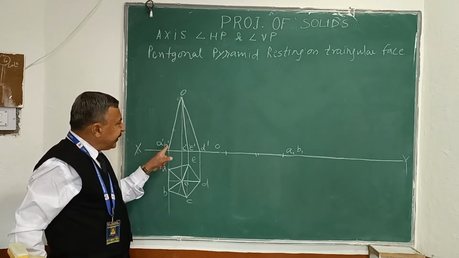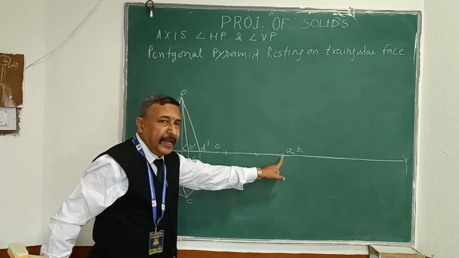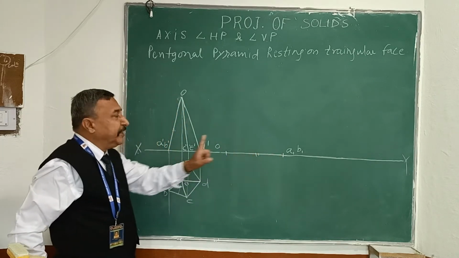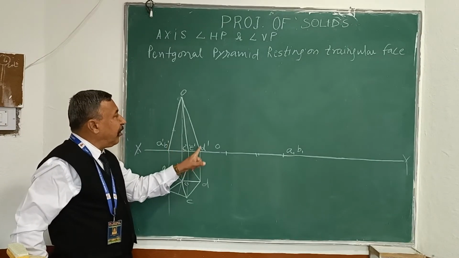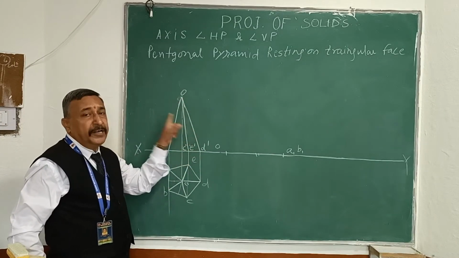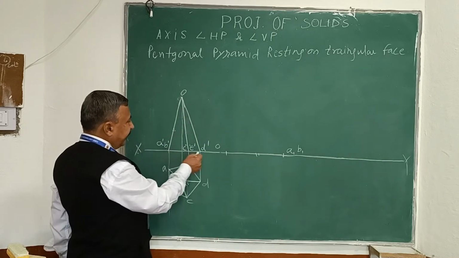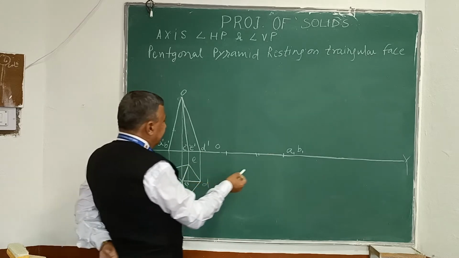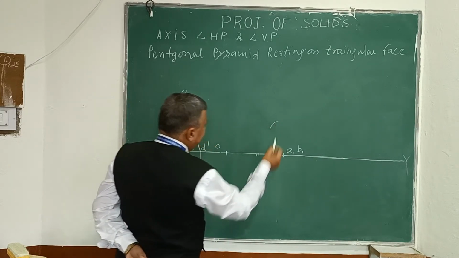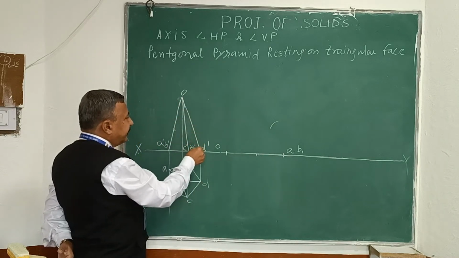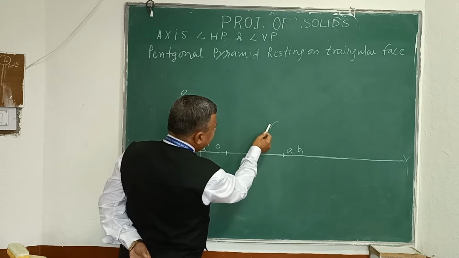So when this line which represents one face is on XY, now with respect to this, without changing any dimension, we have to draw this complete front view here. How? Simply take this length and mark an arc here. Take this length and mark another arc from here.